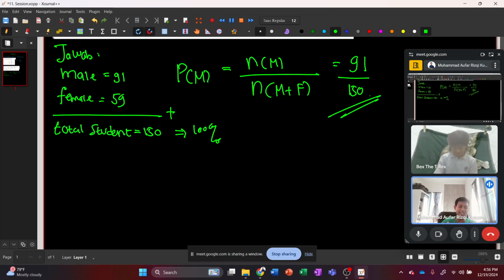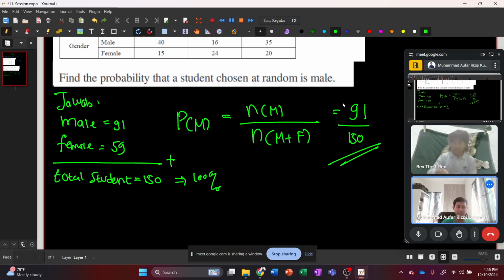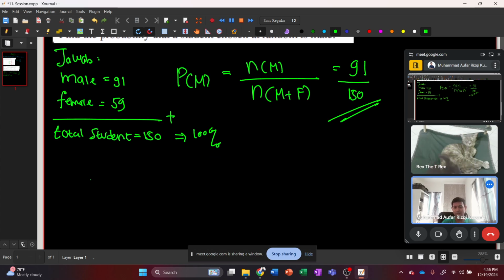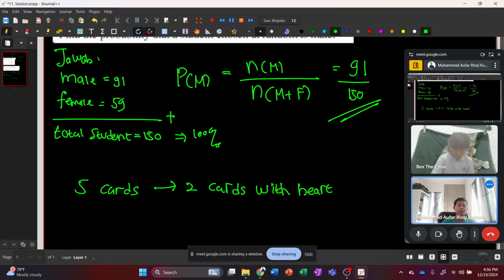You don't have to find a percentage. Just do it like this. Understand? It's like this, Bex. If you have 5 cards, and two cards are hearts, what is the probability of finding a card with a heart in these 5 cards?